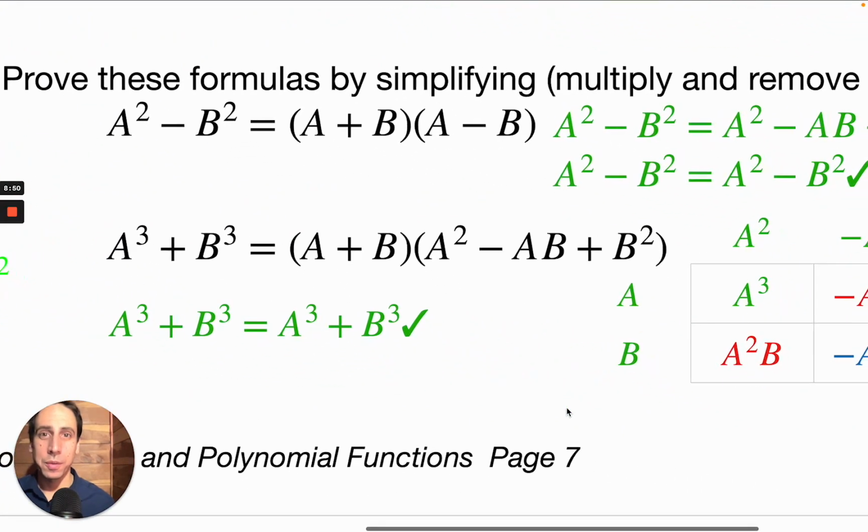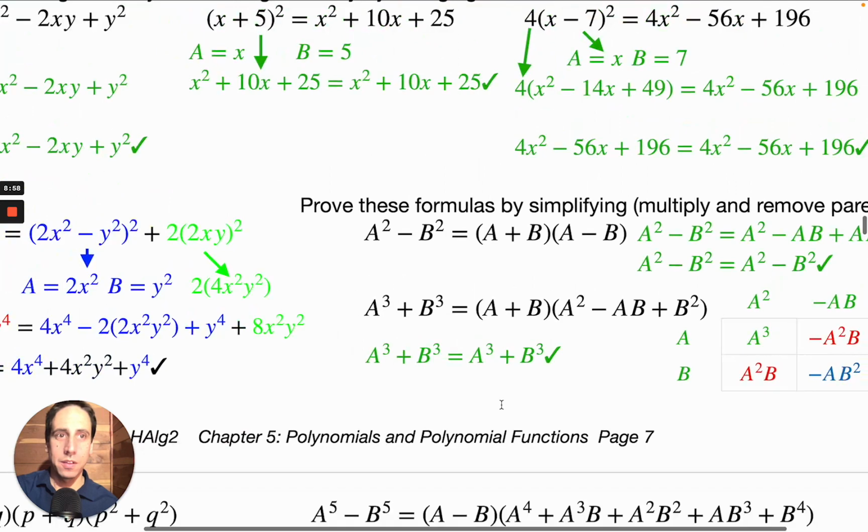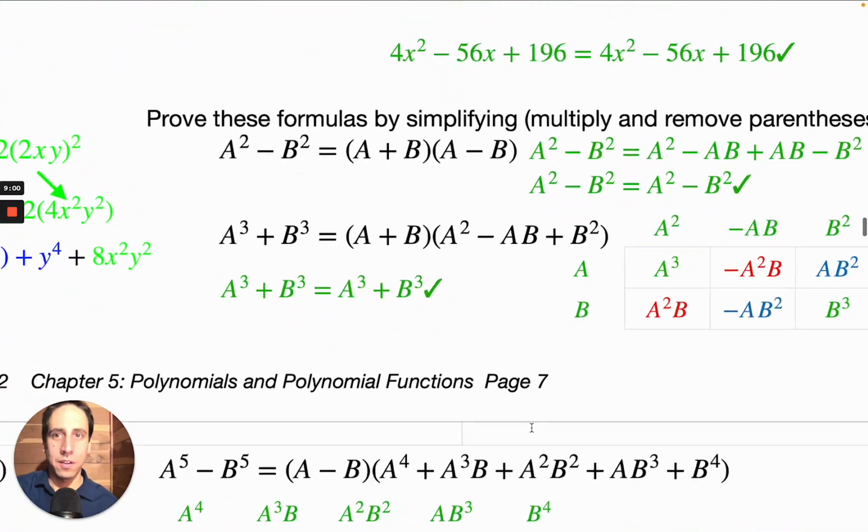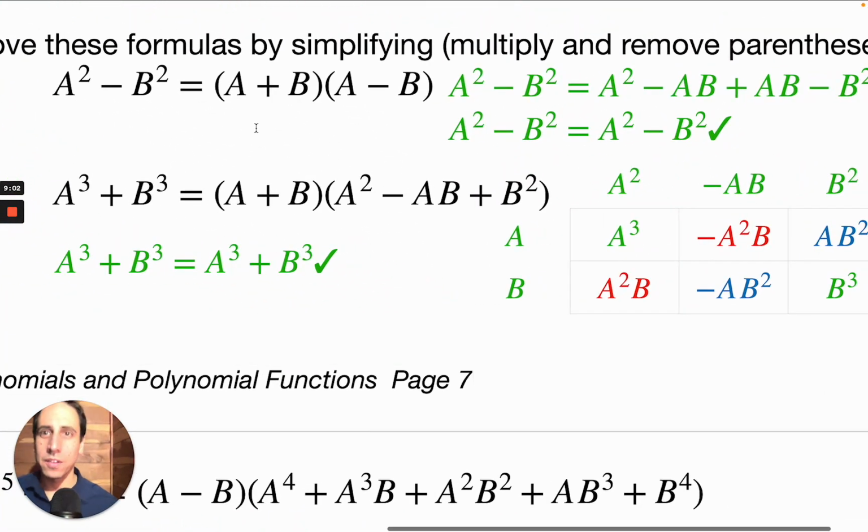We're going to prove the formulas. So, we're going to simplify by multiplying and removing the parentheses. So here, this is the difference of squares formula. What do we do? We've got to get rid of the parentheses by FOILing.